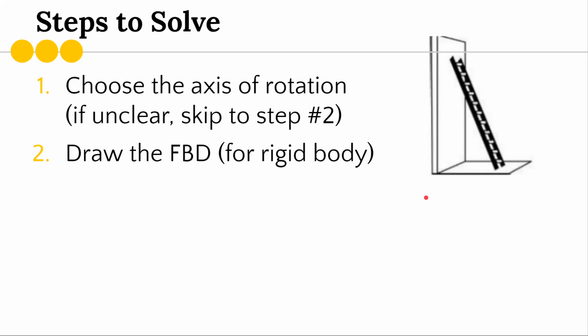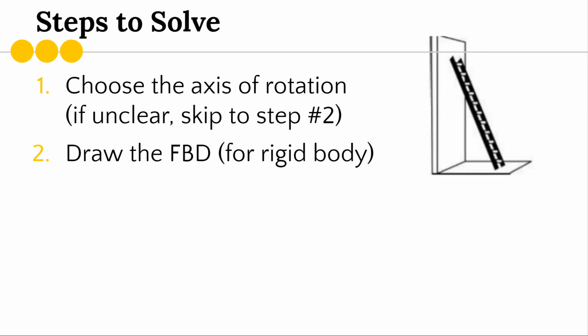So your first step whenever you're analyzing a problem is going to be to choose your axis of rotation. Now, it might be clear, it might be labeled, okay, but if it's not and you're not sure, then skip to step 2, because when you draw the free body diagram, it may become apparent where your axis of rotation is. So that's what we're going to do. We're going to draw a free body diagram for the rigid body. Again, when we have rotation, we have to draw the forces at the point of contact.